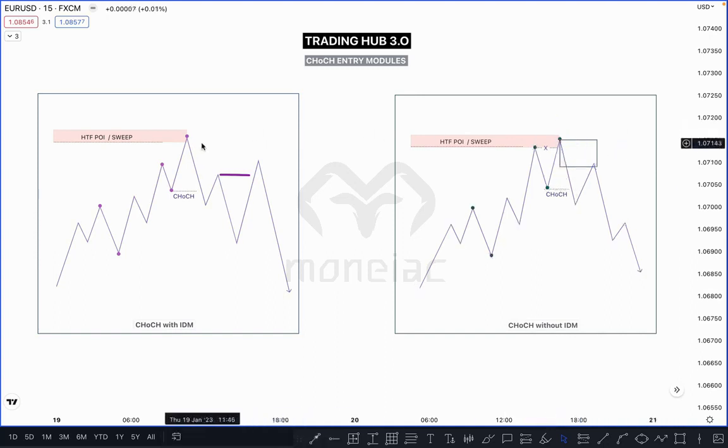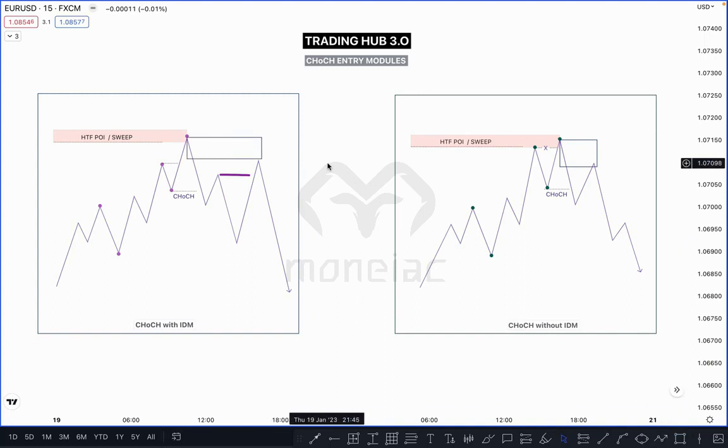In this case you can see the market breaks this high but closes above it. So you have to wait for CHoCH and inducement for additional confirmation before entering. Then the market breaks this one and creates a new inducement here, and you can sell here like this. So these are the entry modules when the market taps your PD zone.